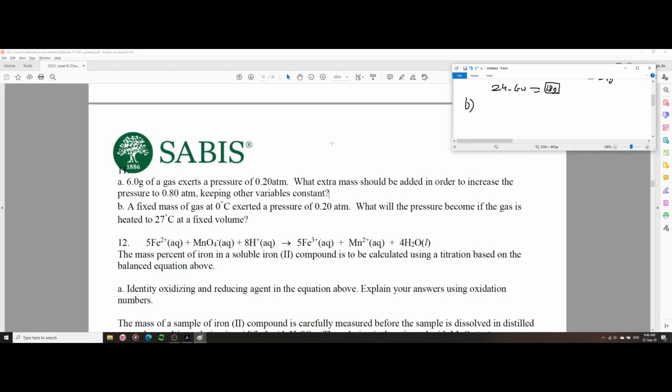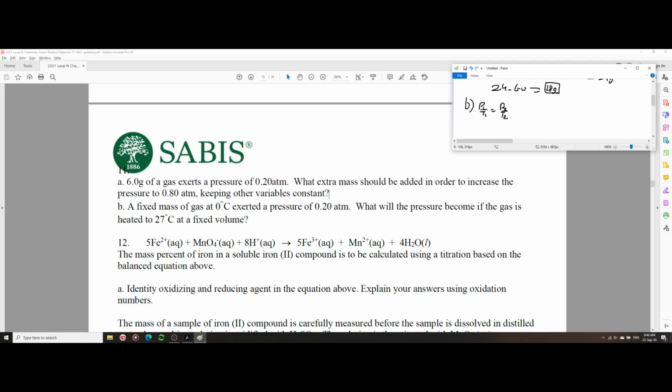So B, a fixed mass of gas at 0 degrees Celsius exerted a pressure of 0.2 atmosphere. What will the pressure become if the gas is heated to 27 degrees Celsius at a fixed volume? So the volume is fixed, so we don't really care about it. We have the pressure, we have the temperature, and these two are changing. So pressure and temperature, P1 over T1 equals P2 over T2.